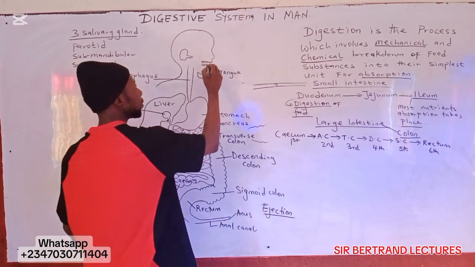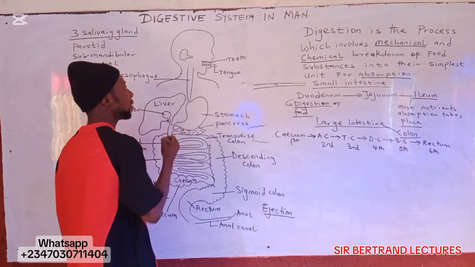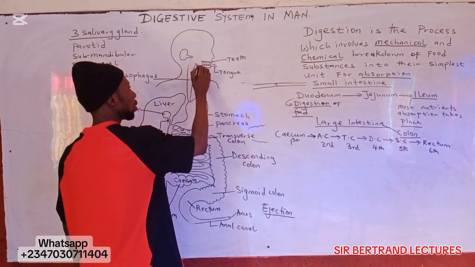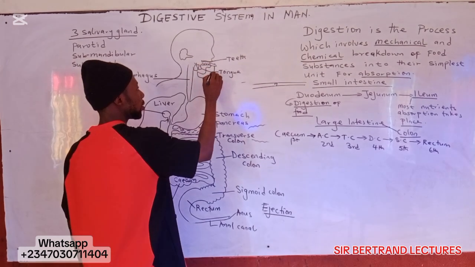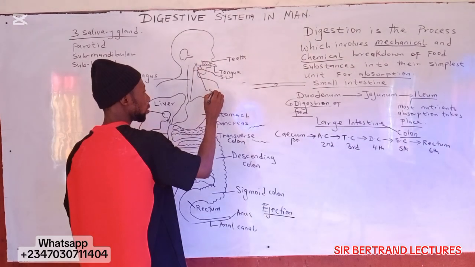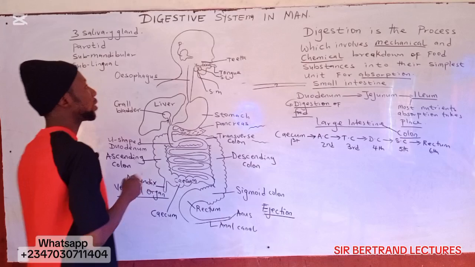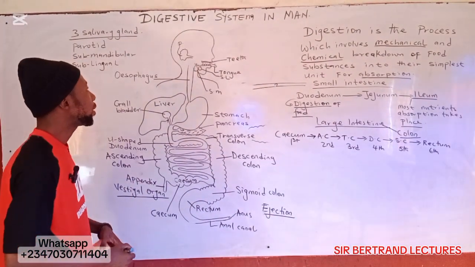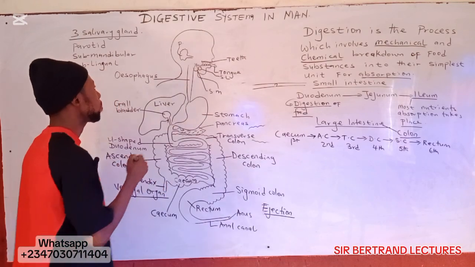We have the tongue. Here are the teeth. Okay, this is sublingual, this is submandibular, and this is parotid gland that secretes saliva, which helps to facilitate digestion of food chemically.